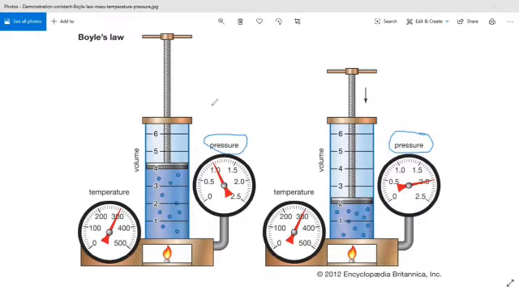So here is a pressure. What happened to the pressure here? The pressure here decreased. Yes, excellent.